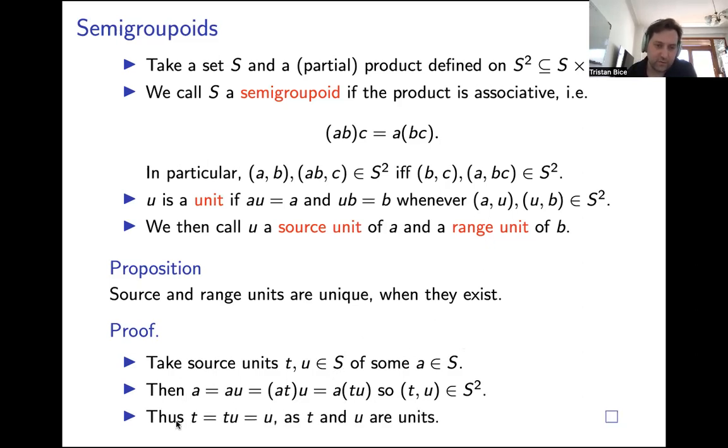And then the fact that both T and U are units and that this product is well defined means that it has to be equal to both T and U. Both of them are neutral. So U multiplying by T should leave it unchanged. On the other hand, T multiplied by U should leave it unchanged as well. So they're the same. Very elementary, but I think a worthwhile thing to note.